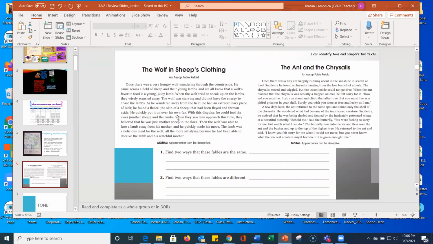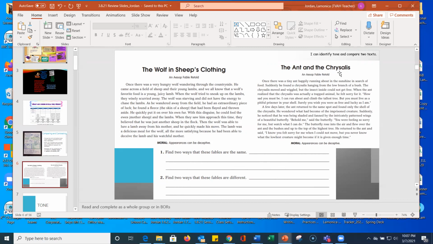He quickly put it over his own fur. With the disguise, he could fool the ewes, mother sheep, and the lambs. When they saw him approach this time, they believed he was just another sheep in the flock. Then the wolf was able to lure a lamb away from his mother, and he quickly made his move. The lamb was a delicious meal for the wolf, all the more satisfying because he had been able to deceive the lamb and his watchful mother. The moral: appearances can be deceptive.